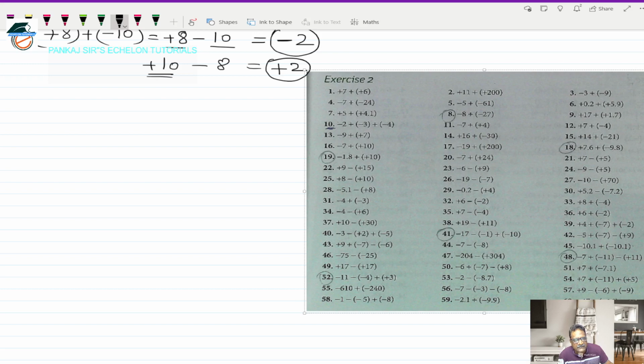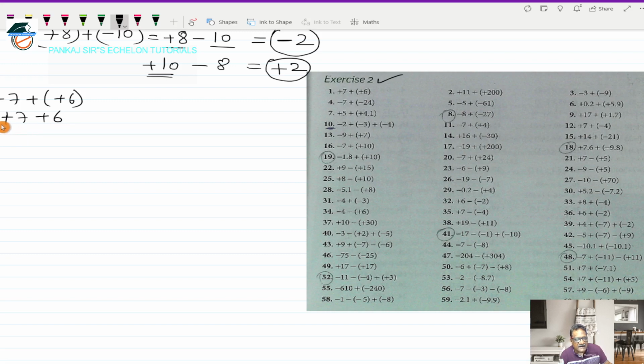Question number 1. Rather, I'll write only 1 because every time writing the question would be a wastage of time. So this is for exercise 2, the first one. The first one is plus 7 and then plus 6. Now this is the question. First of all, I will get rid of this bracket. So it will become plus 7, plus into plus is plus, so it will be plus 6. So I've got rid of this bracket, and now I have two directed numbers.